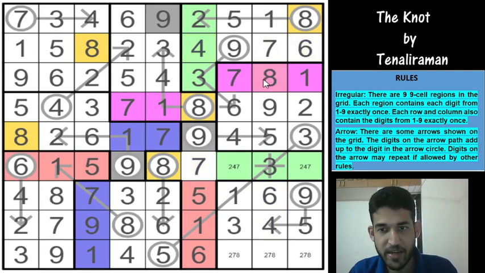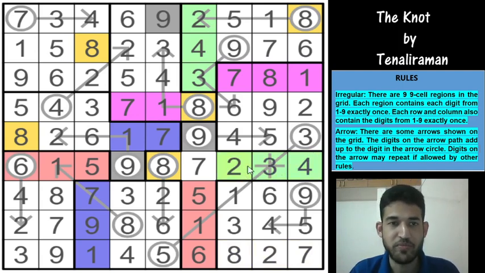So 7 8 pair gets resolved, and I can place the 7 and 8 here, so that has to be a 7, that has to be 8, that has to be 2, and these two cells must be 2 4, that has to be a 4, that has to be a 2. And with that, we have completed this gorgeous construction by Tenaliraman. He always manages to produce some really witty constructions. This one was also no exception. It was a fantastic solve.